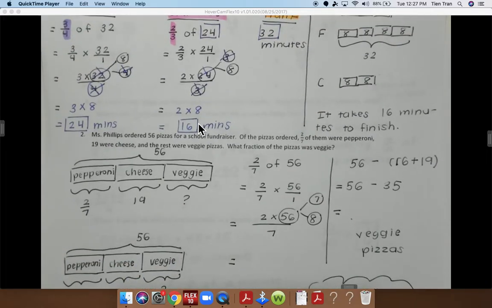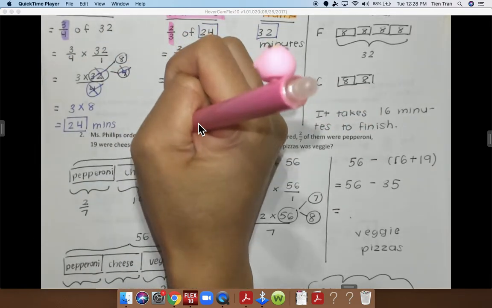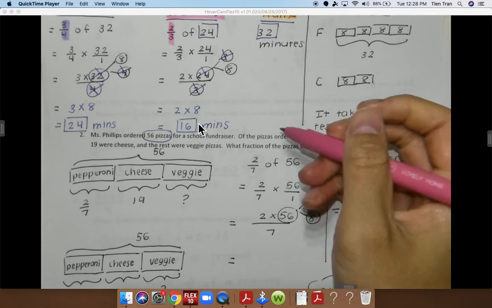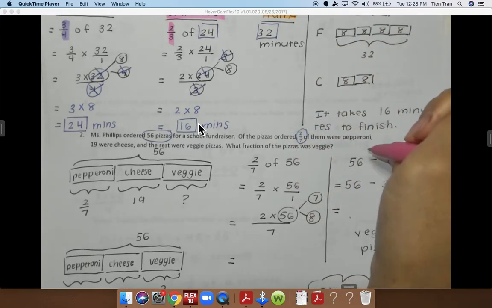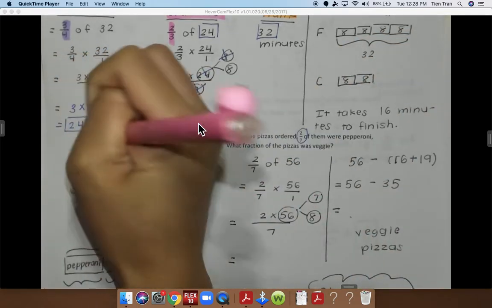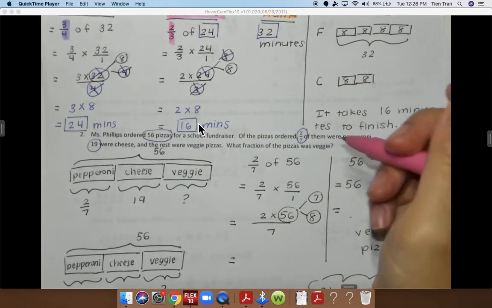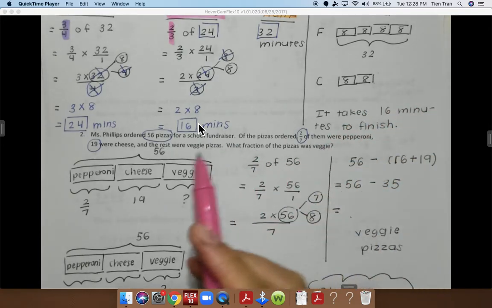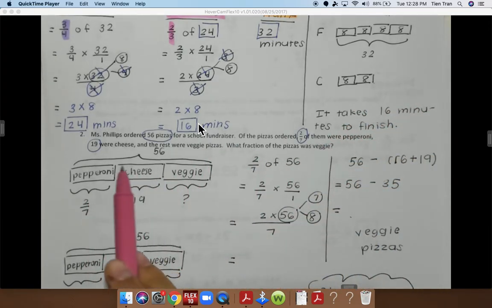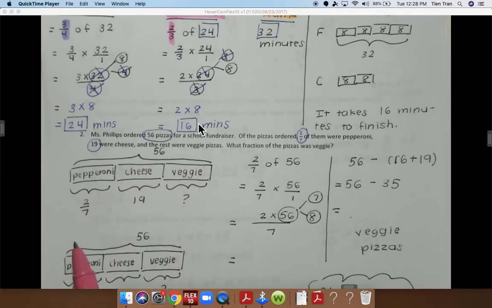For problem number 2, it says Mrs. Phillips ordered 56 pizzas for a school fundraiser. So I have the number 56. Of the pizzas ordered, 2/7 of them were pepperoni, 19 were cheese, and the rest were veggie pizzas. What fraction of the pizzas was veggies? So I know there was pepperoni, cheese, and veggie for 56 pizzas. And I also know that 2/7 of them were pepperoni, 19 were cheese, and the rest were veggie pizzas. So I'm trying to figure out what my answer is for the veggie pizza.